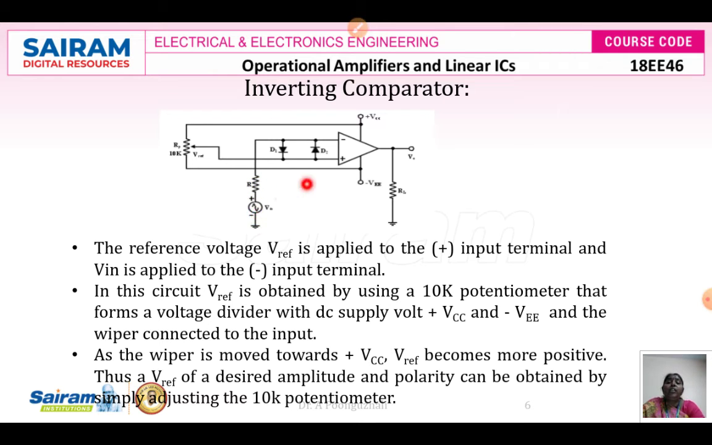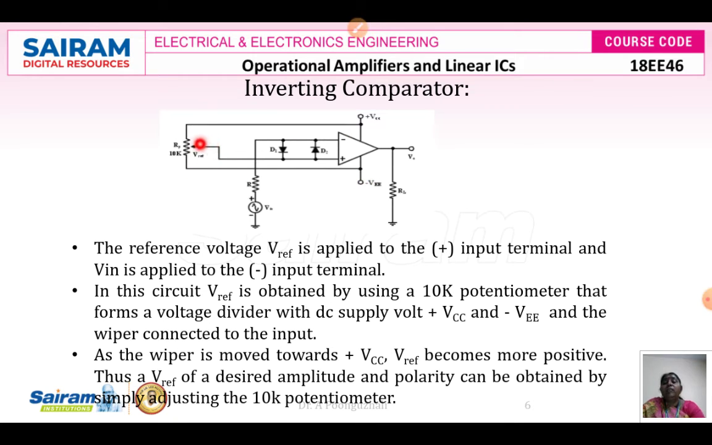And now we are going to see what we are going to do with the non-inverting terminal. Instead of giving plus V reference or minus V reference, I can connect a potentiometer. The wiper of the potentiometer can be connected to the non-inverting terminal there. The two ends of the potentiometer can be connected to your plus VCC and your minus VEE.